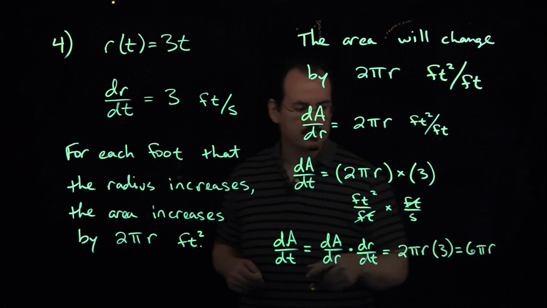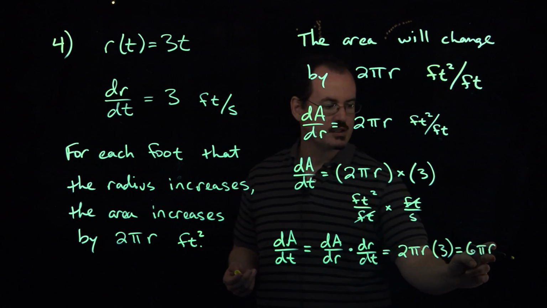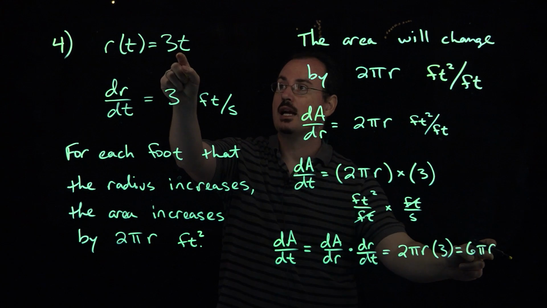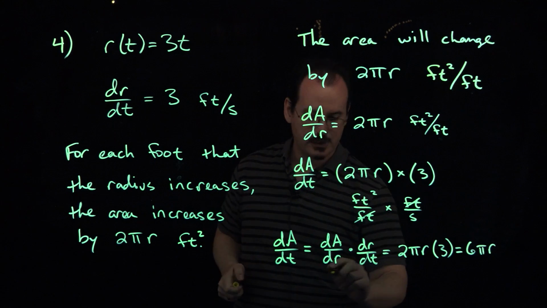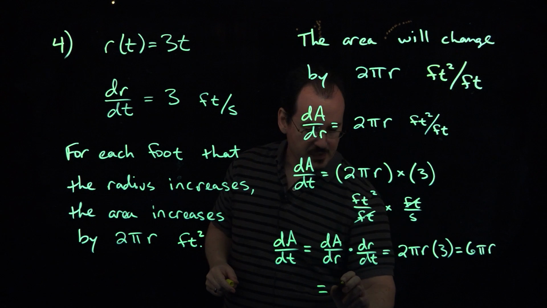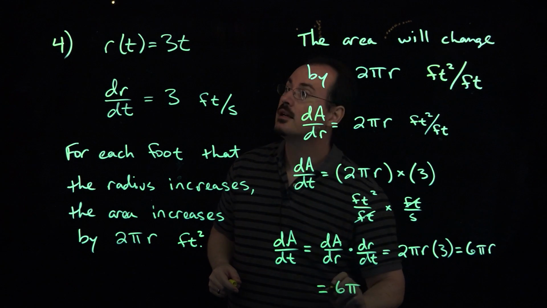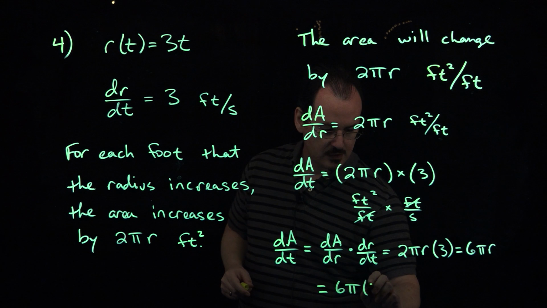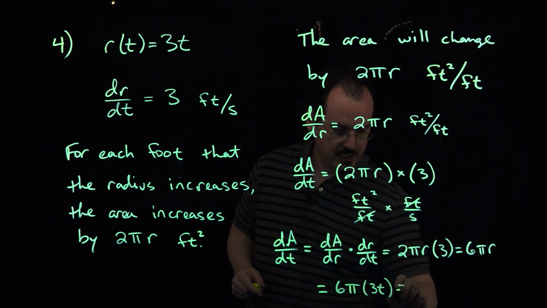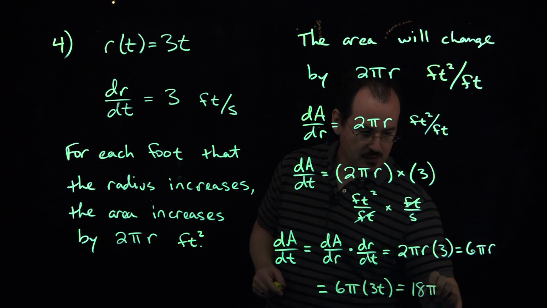But really, we would like this to be in terms of time. So if you notice here, the r that I have was actually a function of time. That's 3t. So I'm going to get this is equal to 6 pi times 3t, which is 18 pi t.